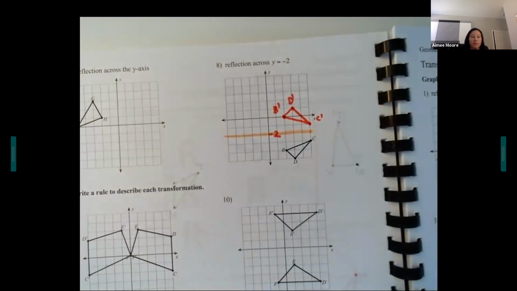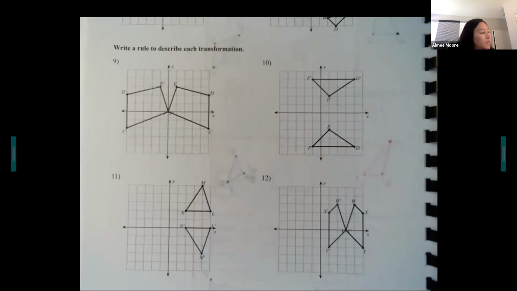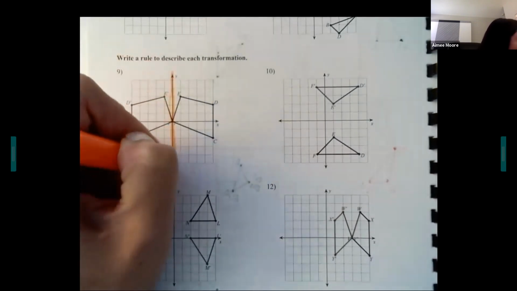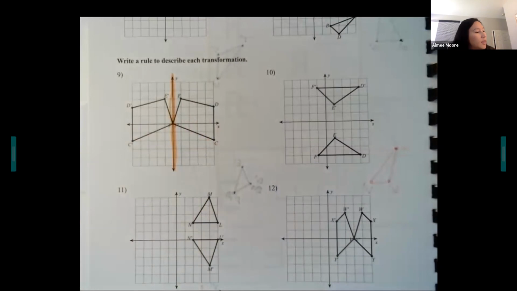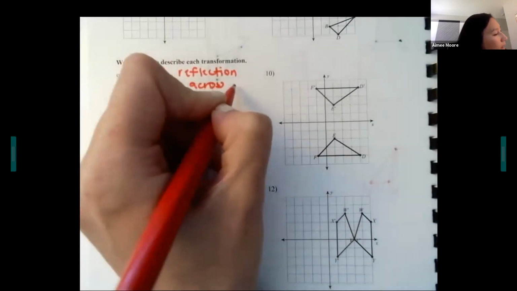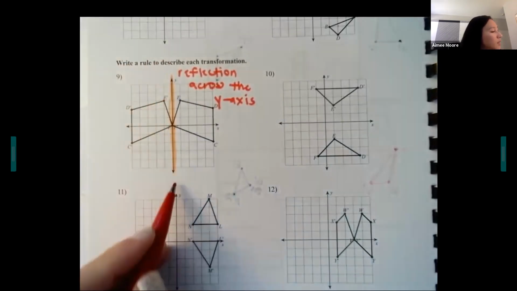Okay, I got it. Okay, and we might as well do these ones because it's the rule, so it's different. So to figure out the rule, you need to identify the line of reflection. So it looks like right here, if we folded this graph on this line, they would be right on top of each other. And so this is a reflection across the y-axis. So there's the y-axis.